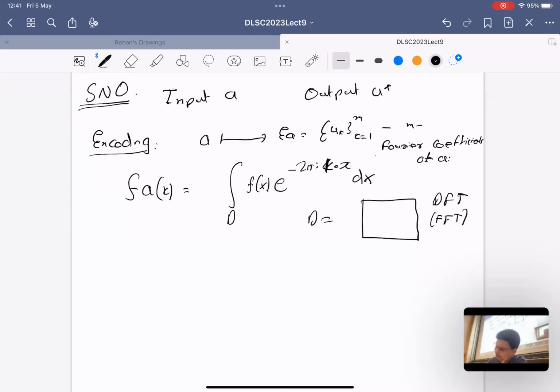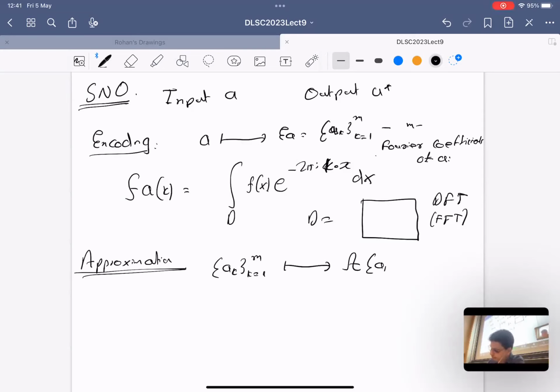Then the second step is what is called approximation. Approximation is that you take these Fourier coefficients. Okay, that should have been A_k. I don't understand why I said U_k. So you take these numbers here, A_k, this vector, k from 1 to M, and you map these vectors A_k with a DNN, a deep neural network. Here you fix whatever weights and biases, and you're going to train these from data.